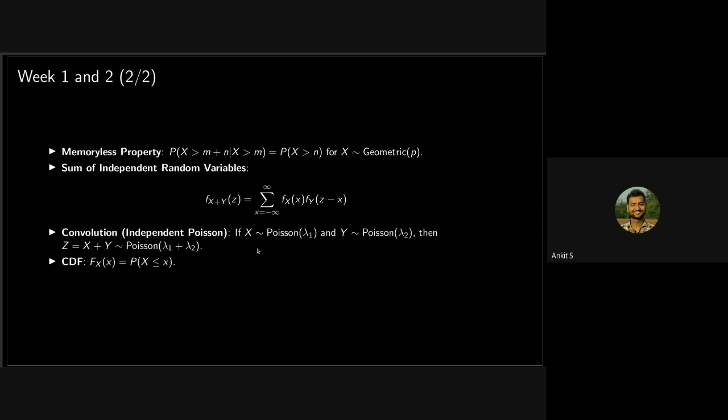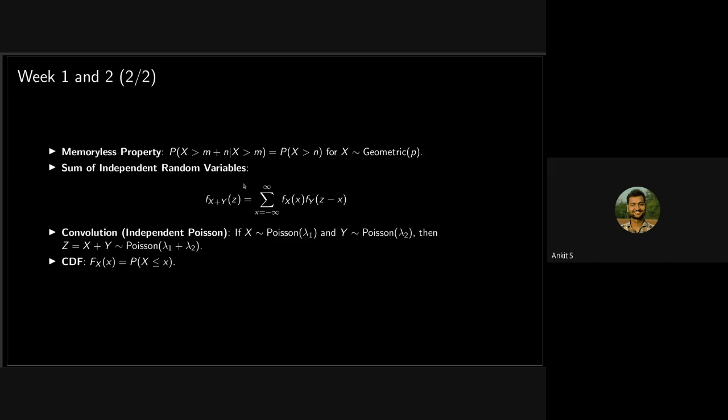So it will not be affected by m. What it essentially means is that it doesn't matter whatever has happened, the probabilities of future occurrences will not depend on whatever has happened already, right? So the probability of x being greater than m plus n, given x greater than m, is just the probability of x being greater than n. We are not affected by the fact that x has already taken a value greater than m, right?